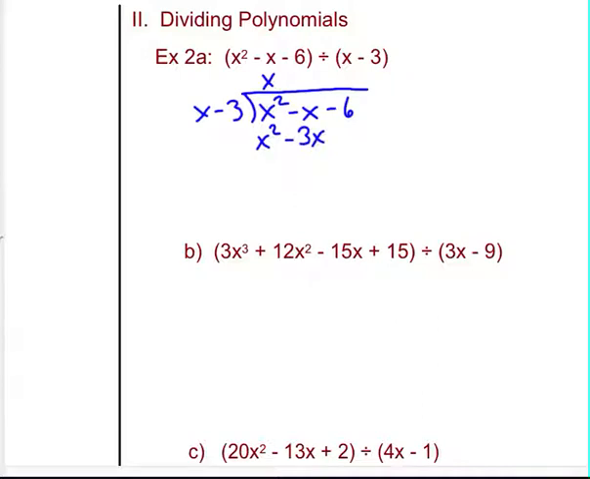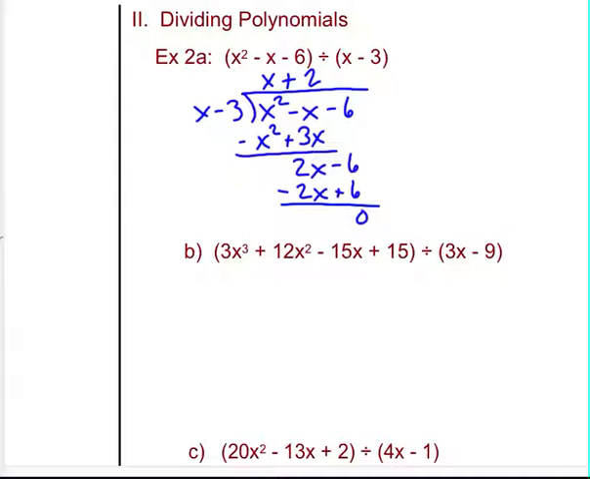Now with polynomials, what I think about for the subtraction is adding the opposite. So I add instead of subtracting. Negative x plus 3x is 2x. And the x squared minus the x squared cancels. Bring down the minus 6. X goes into 2x 2 times. 2 times x is 2x. 2 times negative 3 is negative 6. So when I change the signs and add, I have 0 remainder.